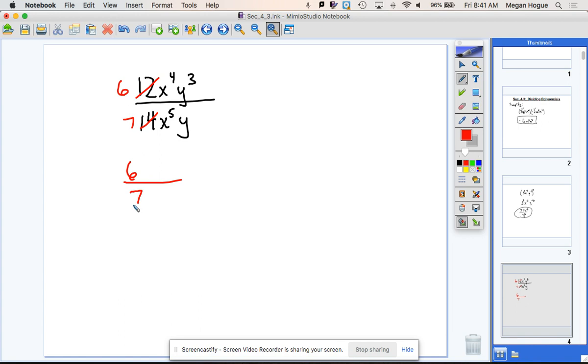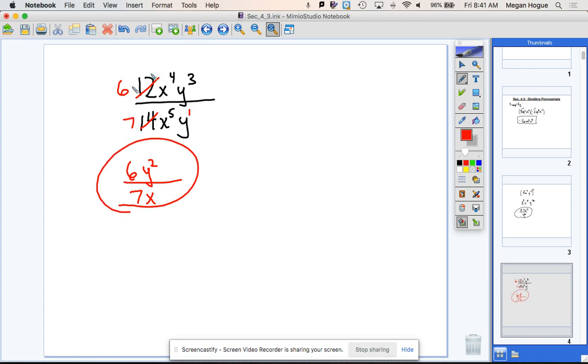Madison, what can I do with the x's? Good. Where's it going to end up? Good, because I'm going to do 5 minus 4 is 1. 5's bigger, so x to the first goes on the bottom. Well, that means I do the same thing with the y's. That's y to the first. So 3 minus 1 is 2. 3's bigger. Y squared ends up on the top.